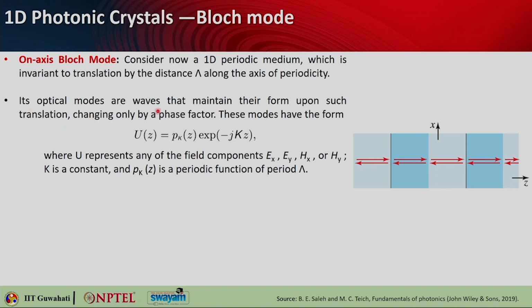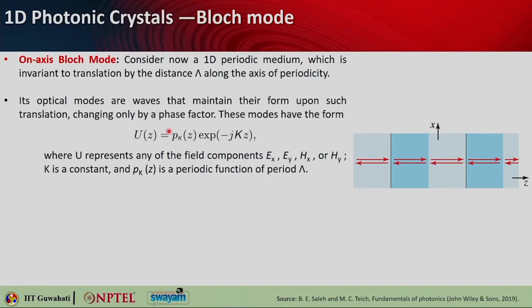Its optical modes are basically waves that maintain their form upon such translation, changing only by a phase factor depending on the distance they are travelling, and these modes have the form u(z). Now, u can be anything: Ex, Ey or Hx, Hy. So, u is a generic representation. p_k(z) is nothing but a periodic function, which has a period of capital lambda. That is what we are seeing here, that there is periodic variation of refractive index and the period is capital lambda. This term comes here because this will be the amplitude variation also for the Bloch mode, or the wave that is travelling, times e to the power minus j k z. So, this is the propagation of the wave.